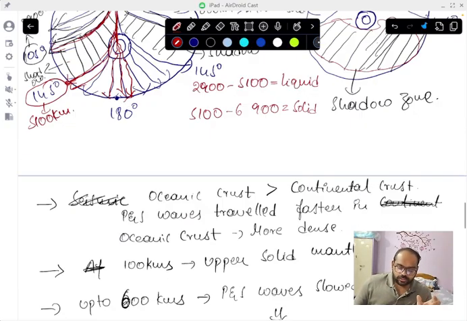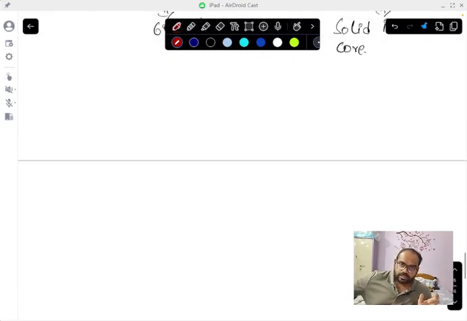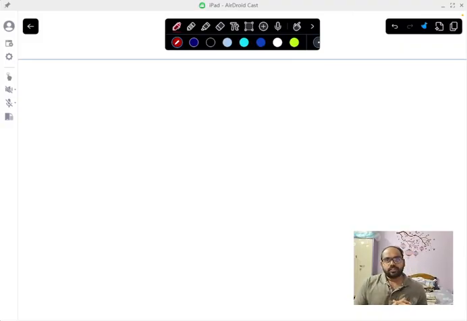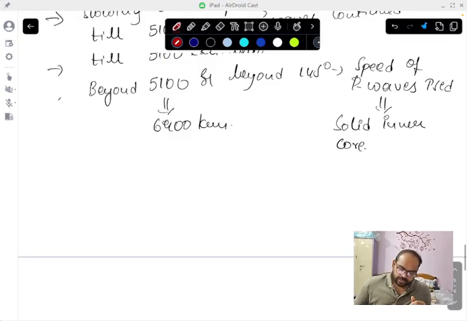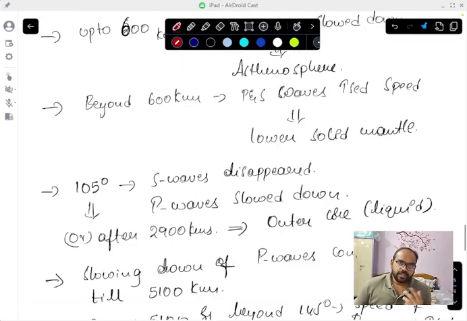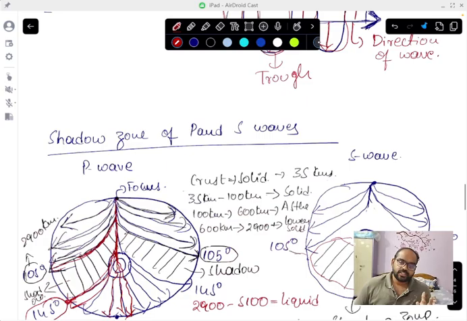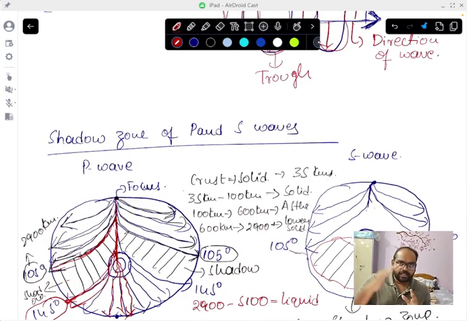So seismic waves are by far the most trusted evidence to know about the interior of the earth. I hope you understood this concept of shadow zone, the concept of P and S waves, the release of energy and traveling of waves inside the earth, and hitting the surface. Okay, now we have talked about the interior of the earth.